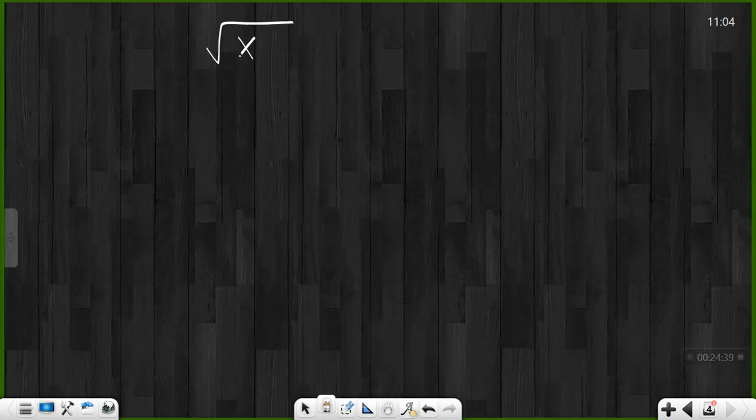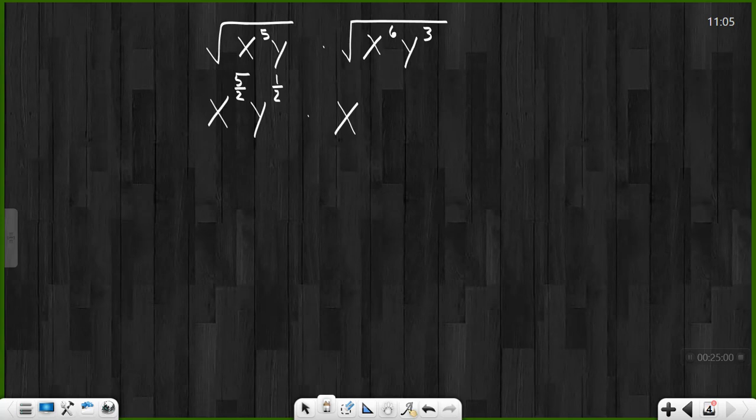What if I have the square root of x to the 5th y times the square root of x to the 6th y cubed. All right, let's simplify this here. If I simplify it, I simply have x to the 5 halves, y to the 1 half, times x to the 6 halves, y to the 3 halves. All right, and as I go to simplify these together, I'm going to keep my base and add my exponents. 6 plus 5 is 11. All right, and over here, 1 half plus 3 halves is 4 halves.